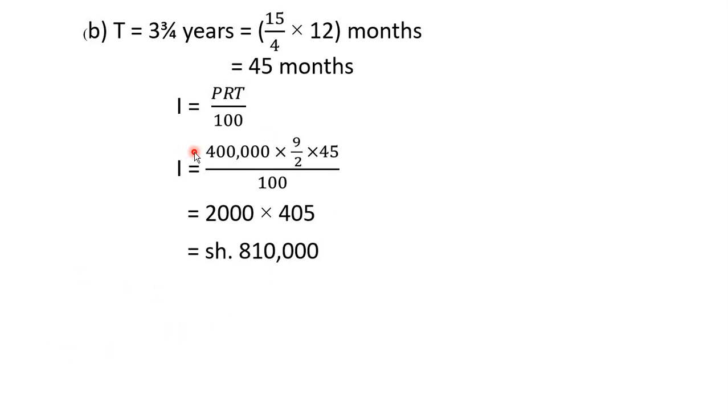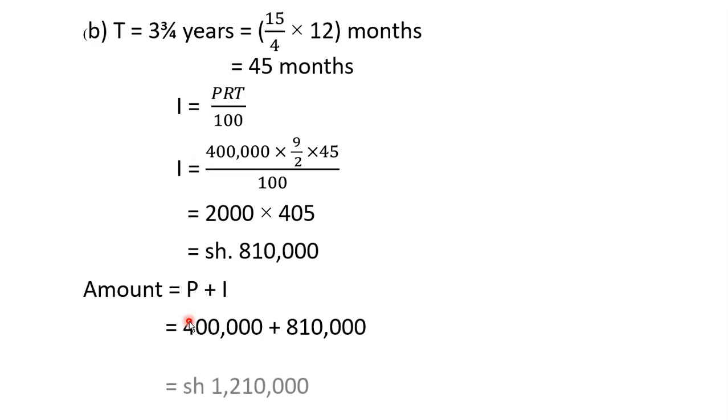After getting the interest, we get the amount. Amount is equal to the principal plus the interest. But remember, the principal is 400,000 shillings. The interest is 810,000 shillings, which gives us a total of 2,210,000 shillings. So that is how we can calculate for the amount that he will receive.